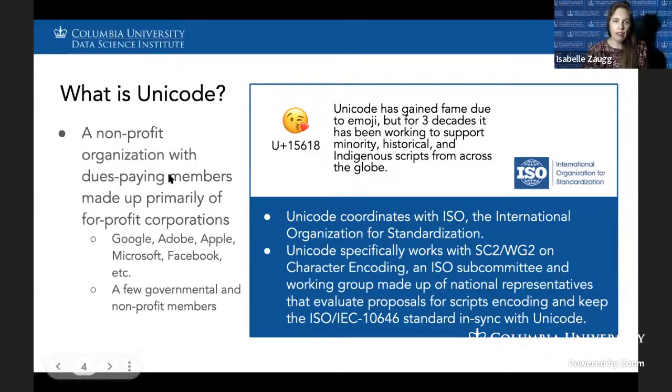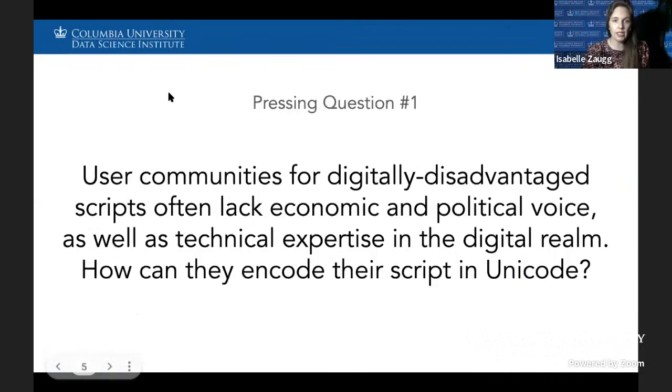And it's been a lot of work to keep these standards in sync, Unicode and the ISO IEC 10646 standard. And there's a lot of work done by the Script Encoding Initiative to work between these 2 entities. So I'm going to investigate 2 pressing questions in my presentation today. The first is the question of how user communities for digitally disadvantaged scripts, who often lack economic and political voice, as well as technical expertise in the digital realm, how can they encode their script in Unicode?